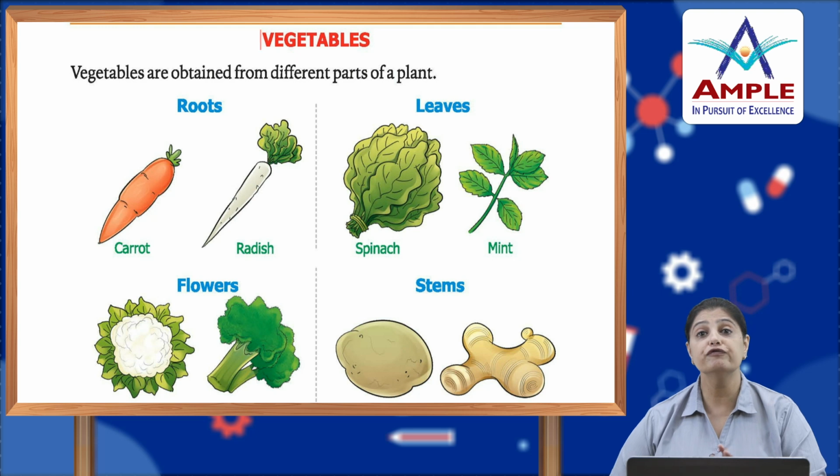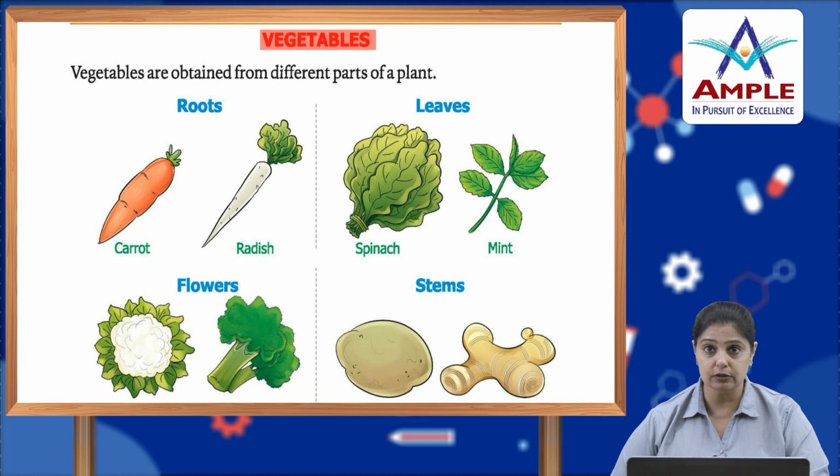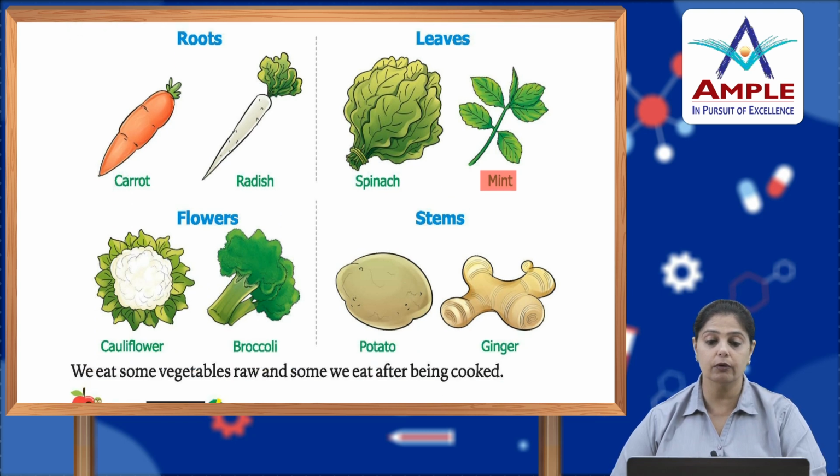Now let's move on to the vegetables. The vegetables that we eat, that your mother cooks for you and you eat, are also different parts of the plant. Vegetables are obtained from different parts of a plant, like the roots that we eat. From the roots we get carrot, radish. From the leaves, the leaves that we eat are spinach or mint, or coriander leaves. So there are different types of leaves that we have in our diet.